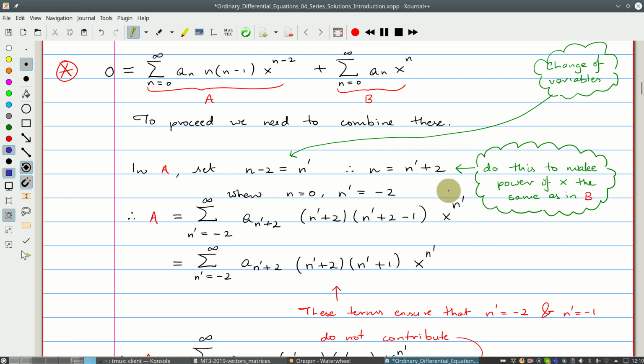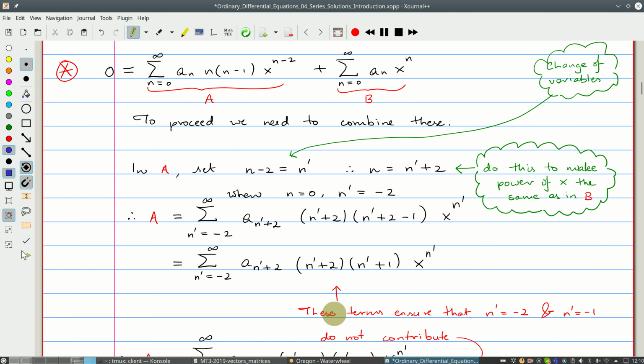What we're trying to do is to rewrite this first sum in a way in which we get an x to the n as we have in the second sum. Now you might say, why don't we go the other way around? Why don't we write the second sum, make this one into an x to the n minus 2? We could have done that too. It doesn't matter which sum you manipulate. So let's simplify this. A then is equal to the sum n prime goes from minus 2 to infinity, a of n prime plus 2, then we have n prime plus 2, n prime plus 1, x to the n prime.